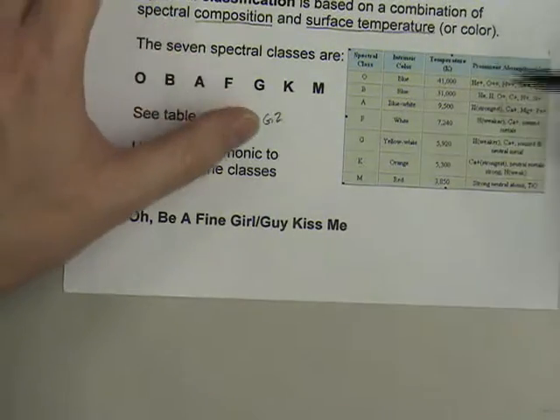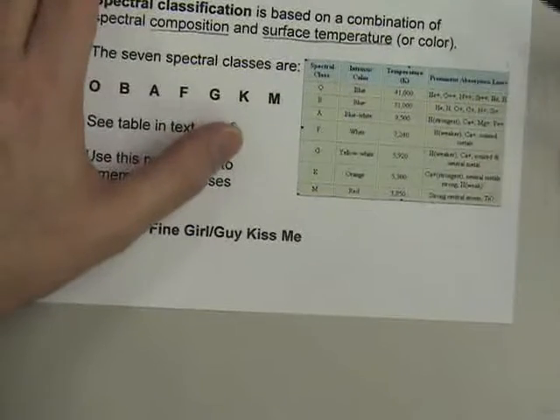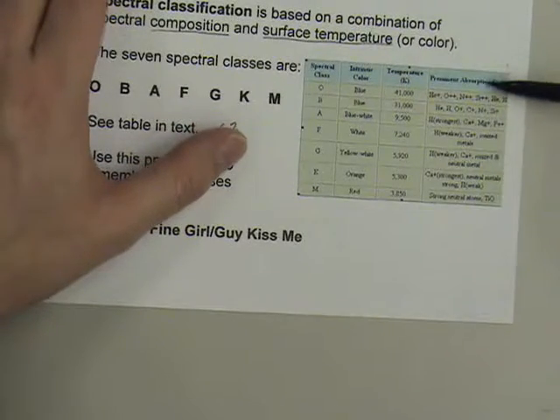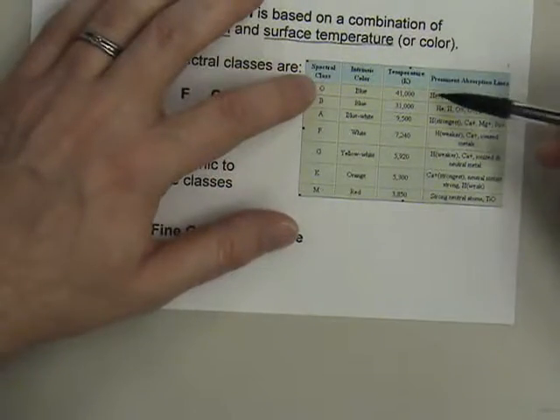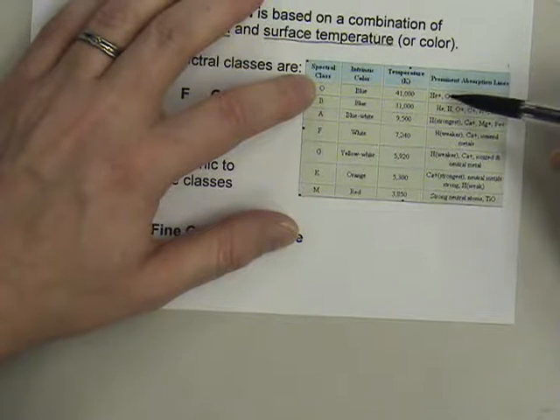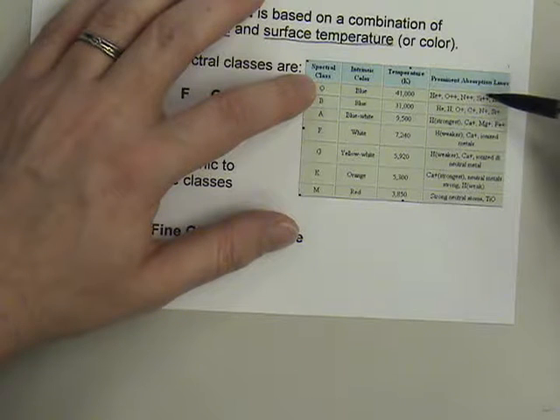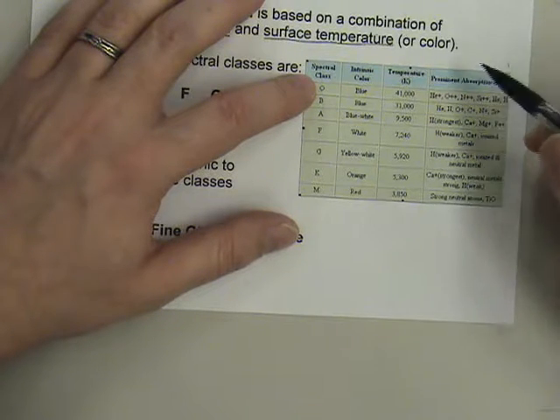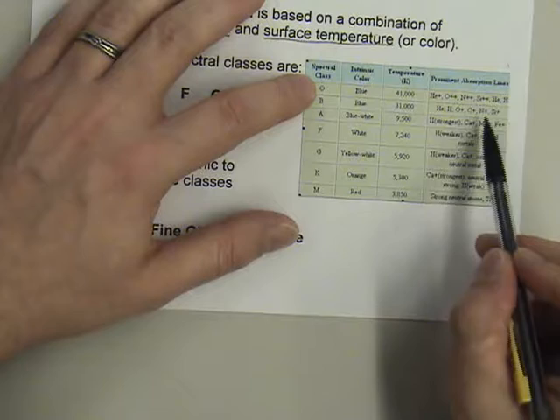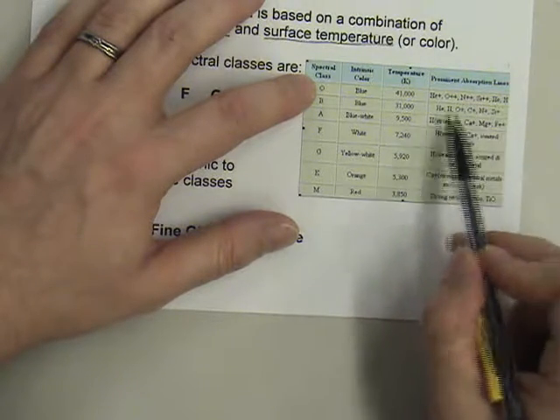So let me explain what I mean. If you notice, they actually specify in this table prominent absorption lines. So in the O-type stars, you would see the helium. You would see oxygen, double ionized oxygen, double ionized nitrogen, double ionized silicon, helium, hydrogen. So as we move down here, you don't see some of the double ionized atoms.